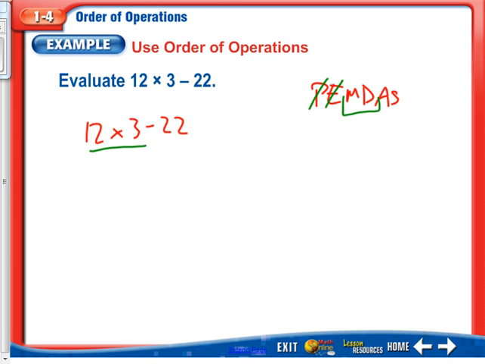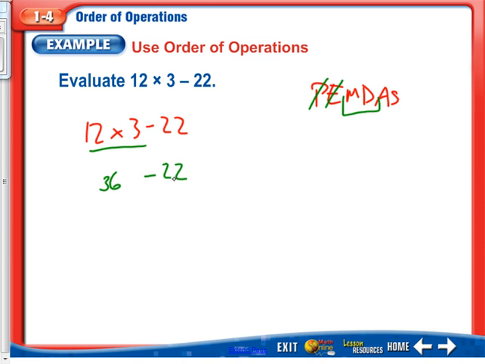So I'm going to do the 12 times 3 first. If you need to use a calculator, go ahead. Otherwise, 12 times 3, hopefully we know is 36. And then we bring the subtraction down and 22. Notice how I'm keeping everything else lined up. That's going to help us as we progress throughout this school year. And then now we're going to solve the problem.